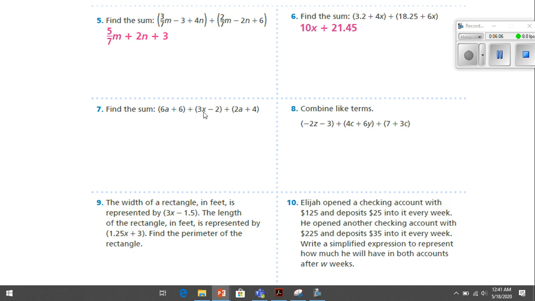And lastly, we can go ahead and say, well, where are the x's at? There's only one that has an x, and that's 3x, so it's going to stay that way. So our answer would be 8a plus 3x plus 8.